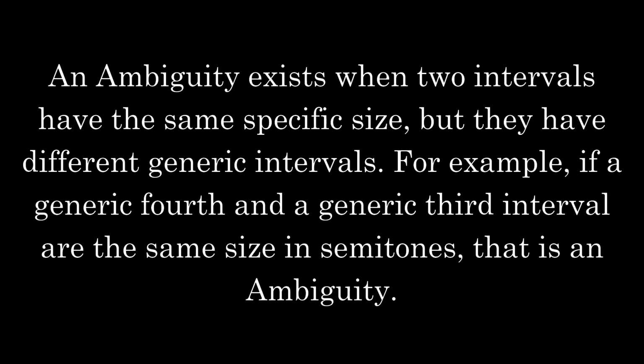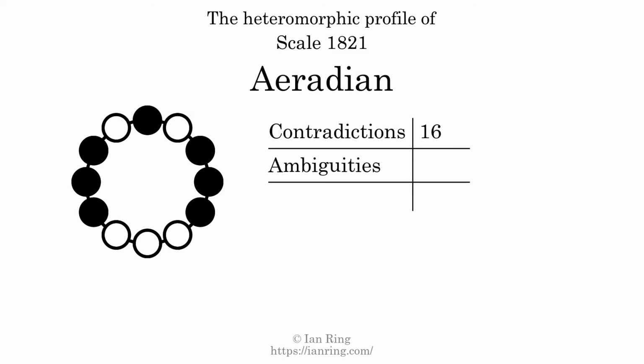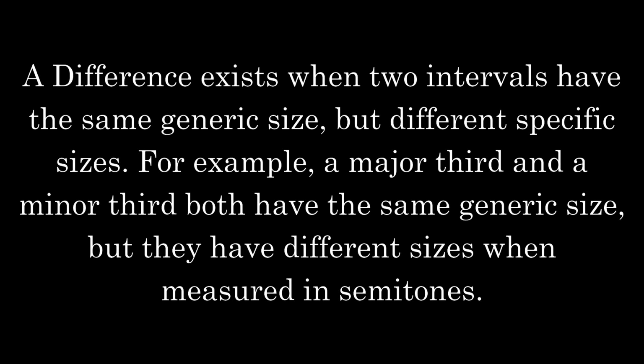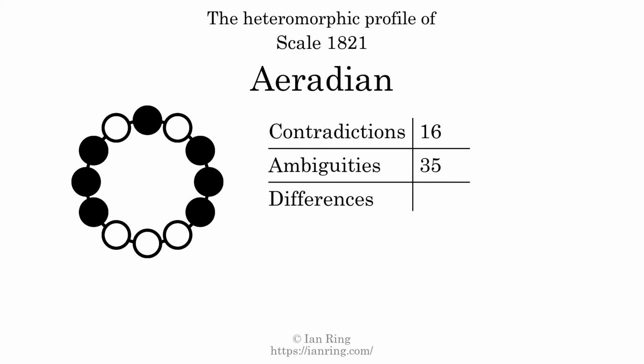An ambiguity exists when 2 intervals have the same specific size, but they have different generic intervals. For example, if a generic fourth and a generic third interval are the same size in semitones, that is an ambiguity. The number of ambiguities in this scale is 35. A difference exists when 2 intervals have the same generic size, but different specific sizes. For example, a major third and a minor third both have the same generic size, but they have different sizes when measured in semitones. The number of differences in this scale is 96.